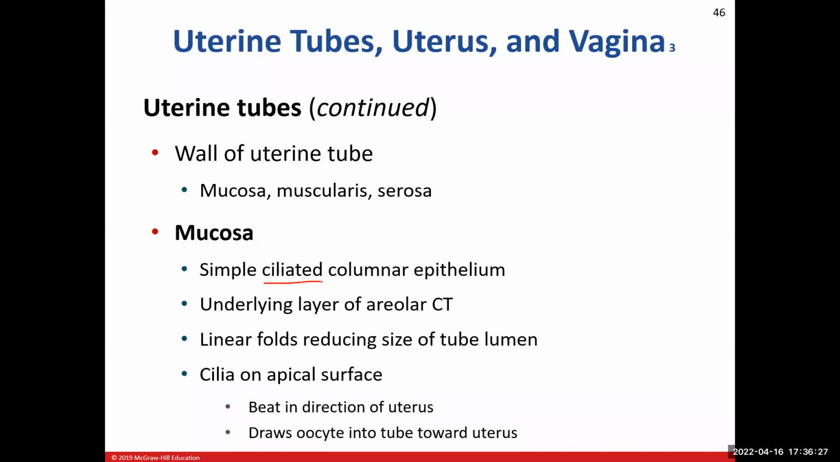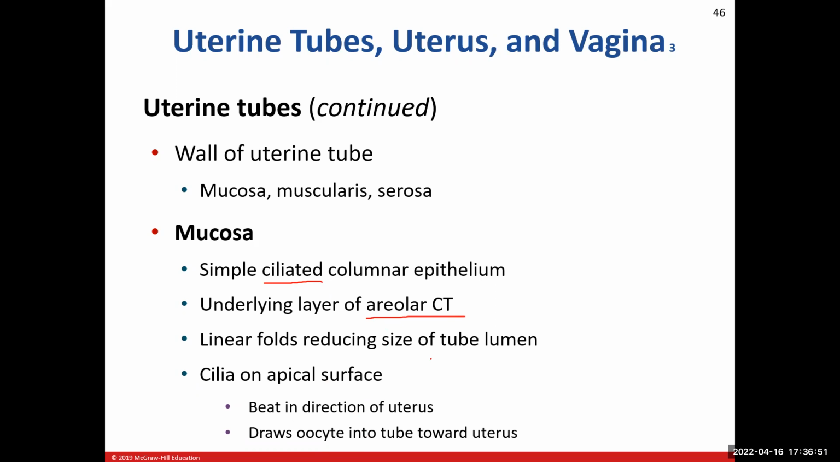This is great because the cilia here are going to sweep back and forth, and they're going to sweep that oocyte towards the uterus. This helps move the oocyte into the uterus. Underneath the simple ciliated columnar epithelium, we'll have our loose connective tissue, the areolar connective tissue.